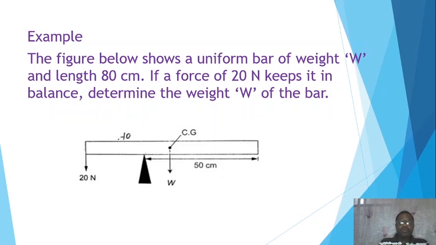So it's uniform, the weight is acting at the center of gravity, and the center of gravity is at the middle, which is the 40 cm mark from both ends. You see that the pivot is located at the 50 cm mark from the left. So you make use of the principle of moment. The 20 Newton force will be acting at 30 cm from the pivot, while the weight will act at 10 cm from the pivot.